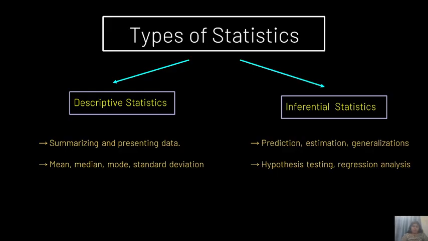I hope the definition of these two is clear. And how do we mathematically calculate descriptive statistics? It's by calculating mean, median, mode, and standard deviation. And inferential statistics can be calculated by hypothesis testing and regression analysis. There are many more, but we'll be learning about them in further videos.